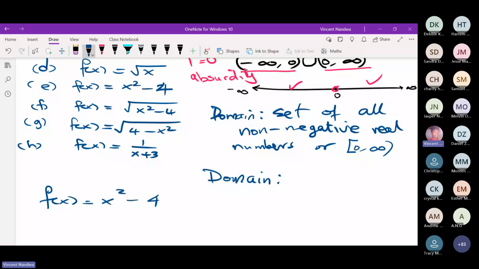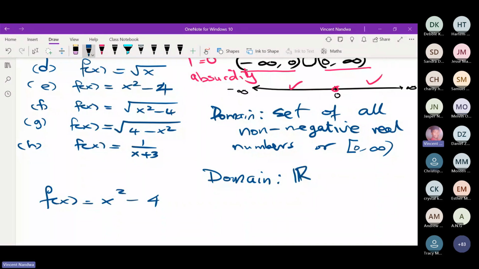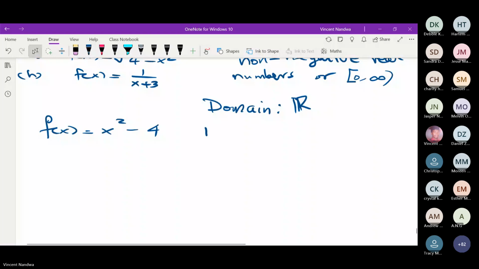So then what is the domain? Set of all real numbers. Correct. So the domain is the set of all real numbers. Good. Any value of x you put here, the expression x squared minus 4 will be defined. Now, range.